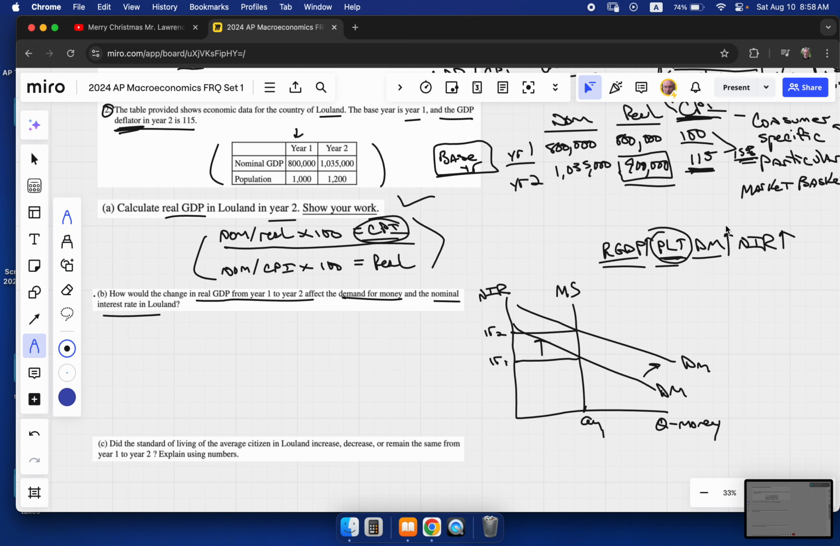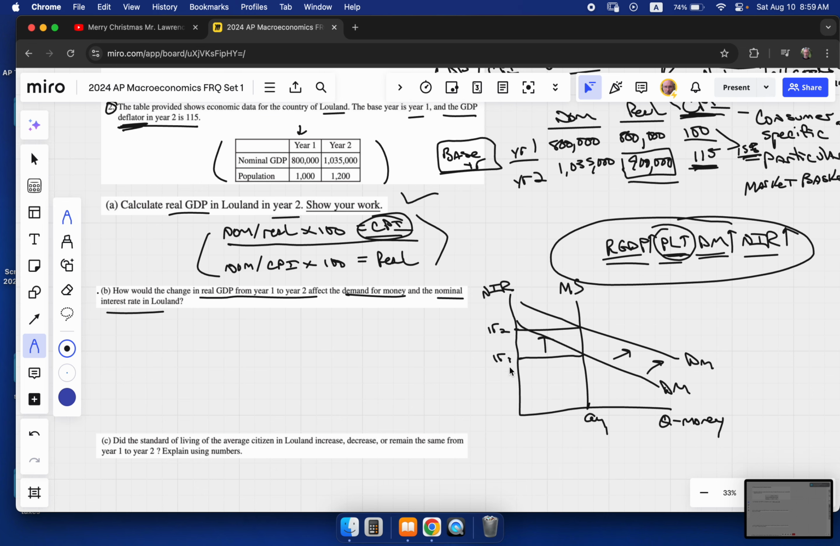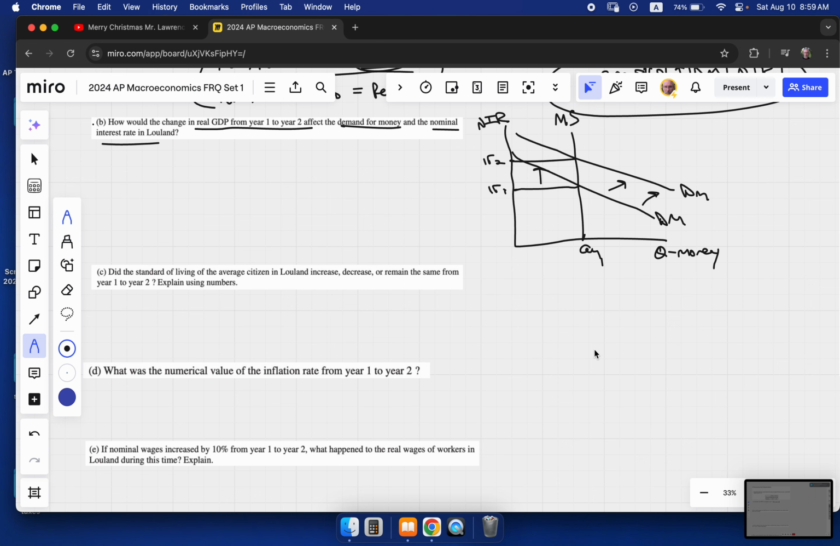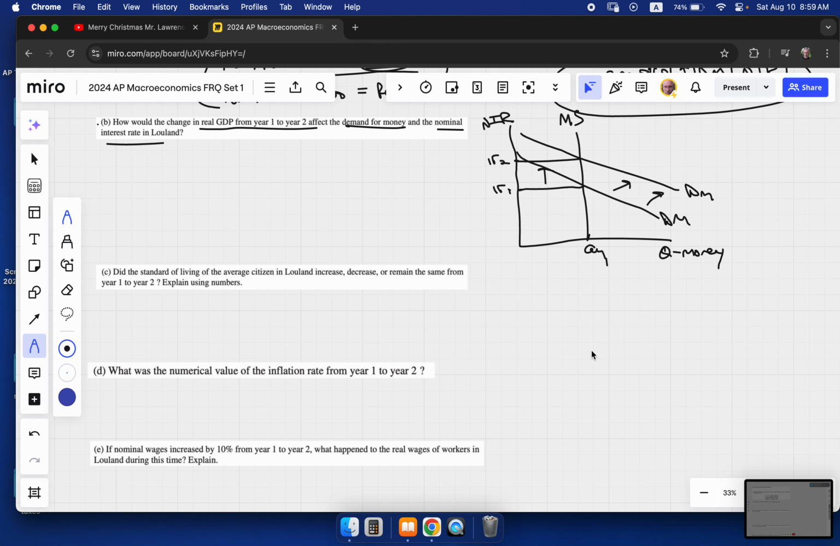Easy enough. And of course, this is our causal chain of thinking, but you would not write that for your answer. You would just simply write it out as real GDP increases from year 1 to year 2. It's going to drive up the price level. As price level is going up, people need more money on hand to pay for goods and services. Therefore, demand for money increases. When demand for money increases or shifts to the right, it will drive up nominal interest rates. Easy enough. Nobody is going to take any points away from you for drawing the graph. Actually, they would probably enjoy it that you did it.